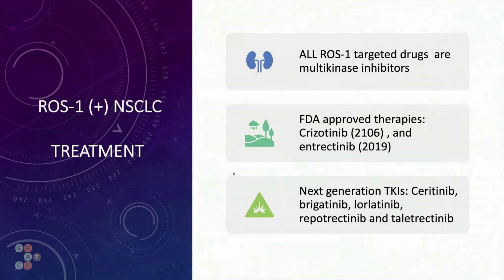All of the ROS1 targeted drugs are multi-kinase inhibitors. And at this point, we have 2 FDA drugs that are approved: crizotinib, approved in 2016, and entrectinib, approved in 2019. There are other tyrosine kinase inhibitors that are available, but they are not approved. They include ceritinib, brigatinib, lorlatinib, repotrectinib, and most recently, taletrectinib. And you have heard these names in prior presentations today.